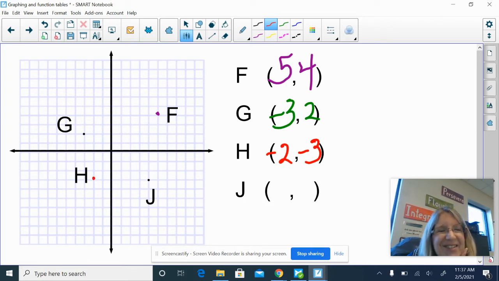Okay, and the last one, J. 1, 2, 3, 4. It's a +4 because I went to the right. And then down 1, 2, 3, down 3. So a -3 again. So remember, whenever you go to the left, then you have your negative numbers. And then when you go down, you have your negative numbers. If you go to the right and up, they're positive.